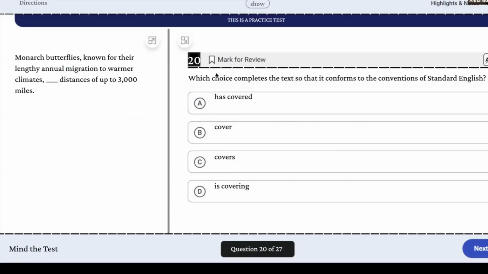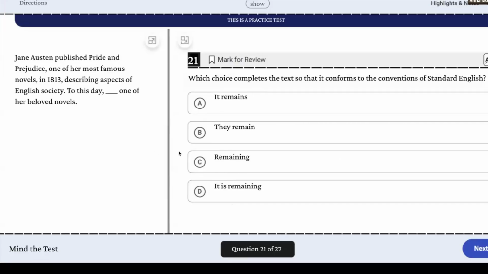Okay, so same thing here, right? We skim down. We can say, okay, it has covered, they cover, it covers, it is covering. Oh, they cover is the one that's different. So that's our answer. And our subject is monarch butterflies cover. We could cross out this comma phrase of known for their lengthy annual migration to warmer climates. We see our subject is butterflies cover. Same thing here. Oh, actually not the same thing here. So this is a different type of trick.